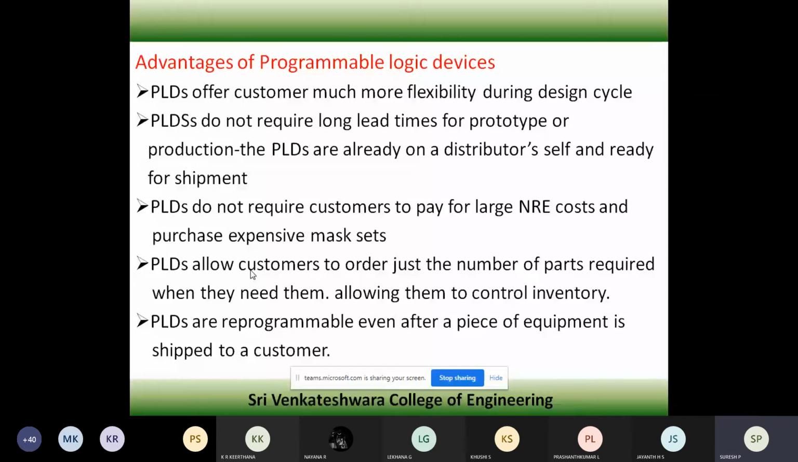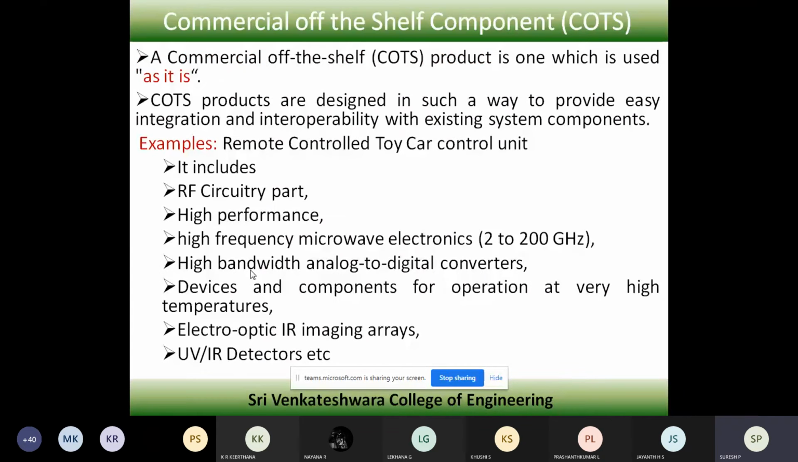So next we are going with the commercial off-the-shelf component. In the next class, I am going with this particular topic. If you have any doubt with respect to previous classes, you can ask, because this particular topic is vast.